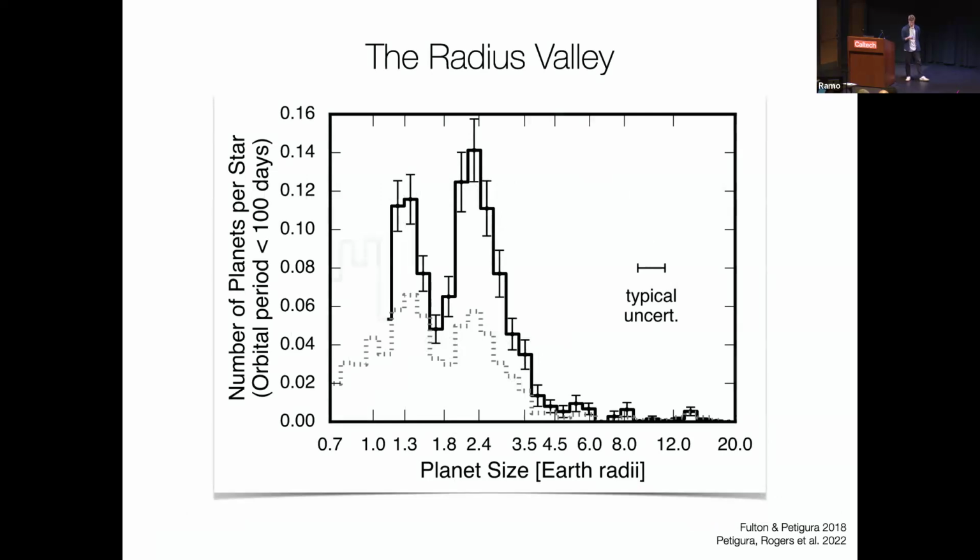I think this is probably one of the greatest legacies of the Kepler Space Observatory. We see the radial distribution in the small close-in exoplanets. And we see this population here that we call the super-Earths at about 1.3 times the size of Earth. And we see another population at about 2.4 times the size of Earth. And in between, we see the Radius Valley. There's this lack of planets. And it's a really interesting feature to try and understand its origins and why it formed.